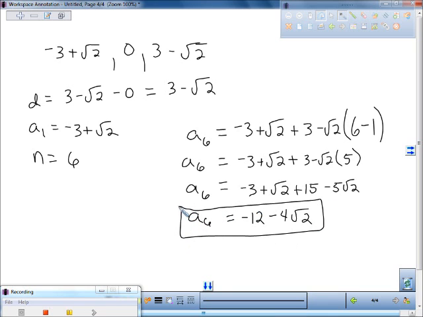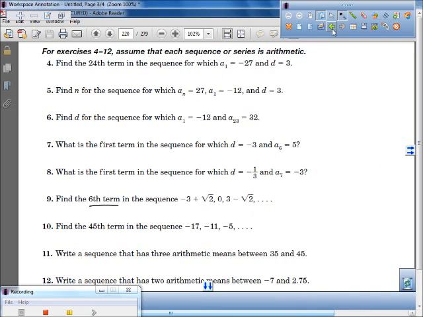In this particular problem, I know it may be a little bit confusing with the radicals, but you may need to go back and refresh your memory on adding and subtracting with radicals. But for now, let's move on to number 10.